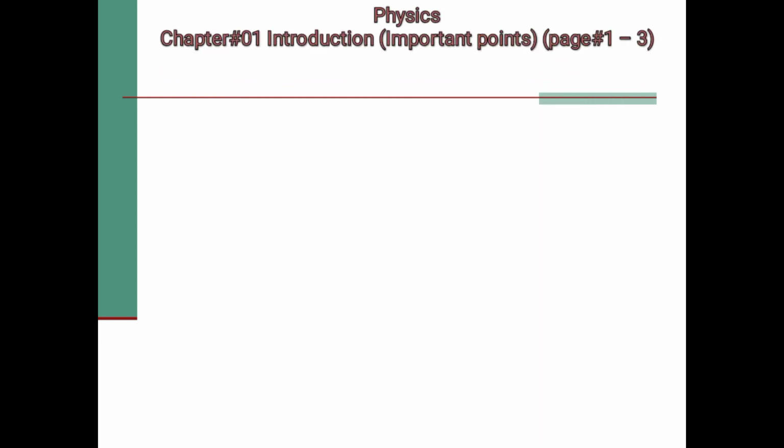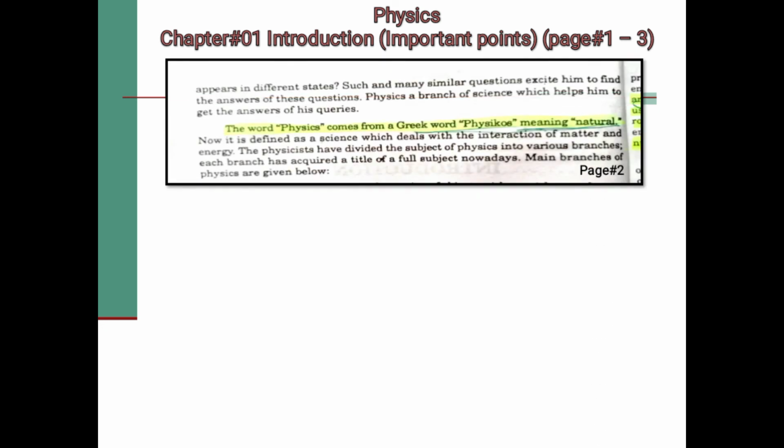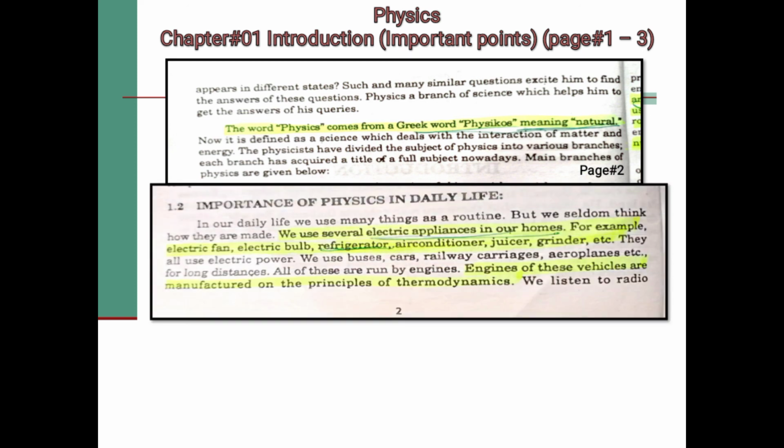Now, open your physics book, chapter number 1, Introduction. Important points from page number 1 till 3. If you open page number 1 of the physics book, you can see that you have only the definition, I guess. So please move on to page number 2 and kindly highlight this point in page number 2 of the physics book, as well as this one, again from page number 2. I hope it is clear to all of you.